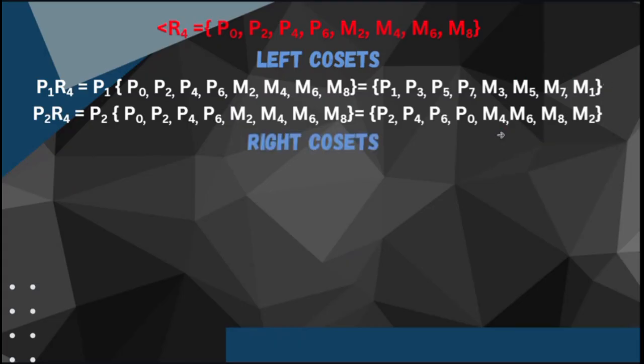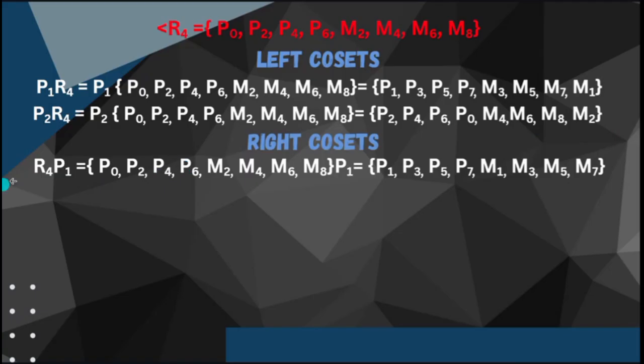For right cosets, we have R sub 4 multiplied by row sub 1. And the results are row sub 1, row sub 3, row sub 5, row sub 7, mu sub 1, mu sub 3, mu sub 5, and mu sub 7.